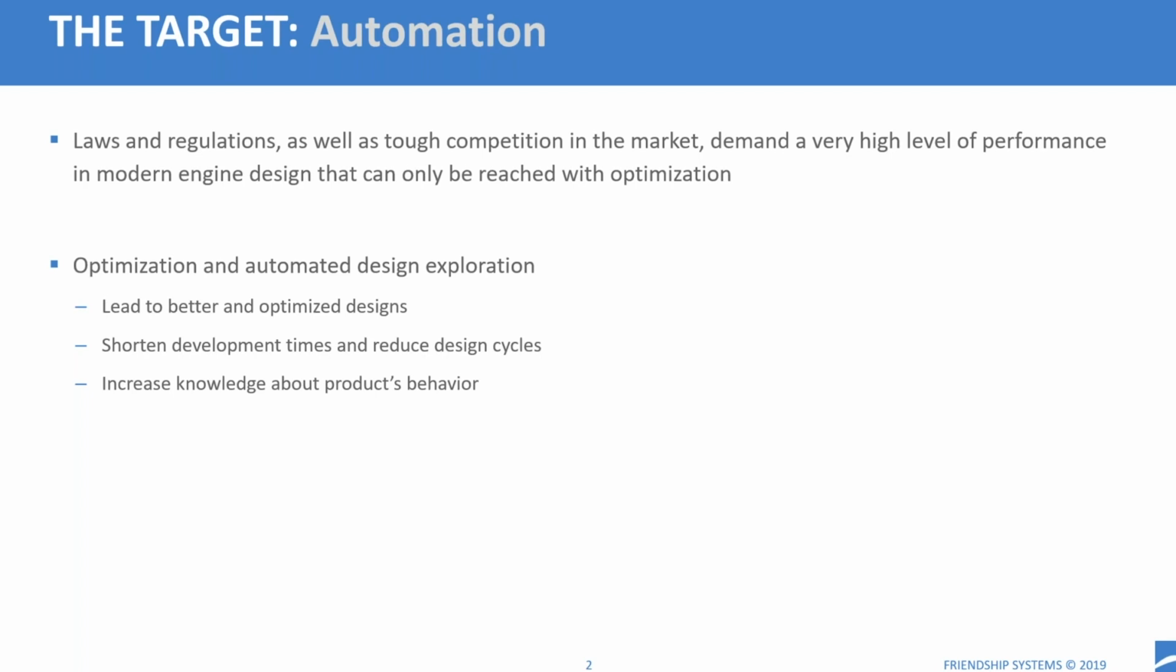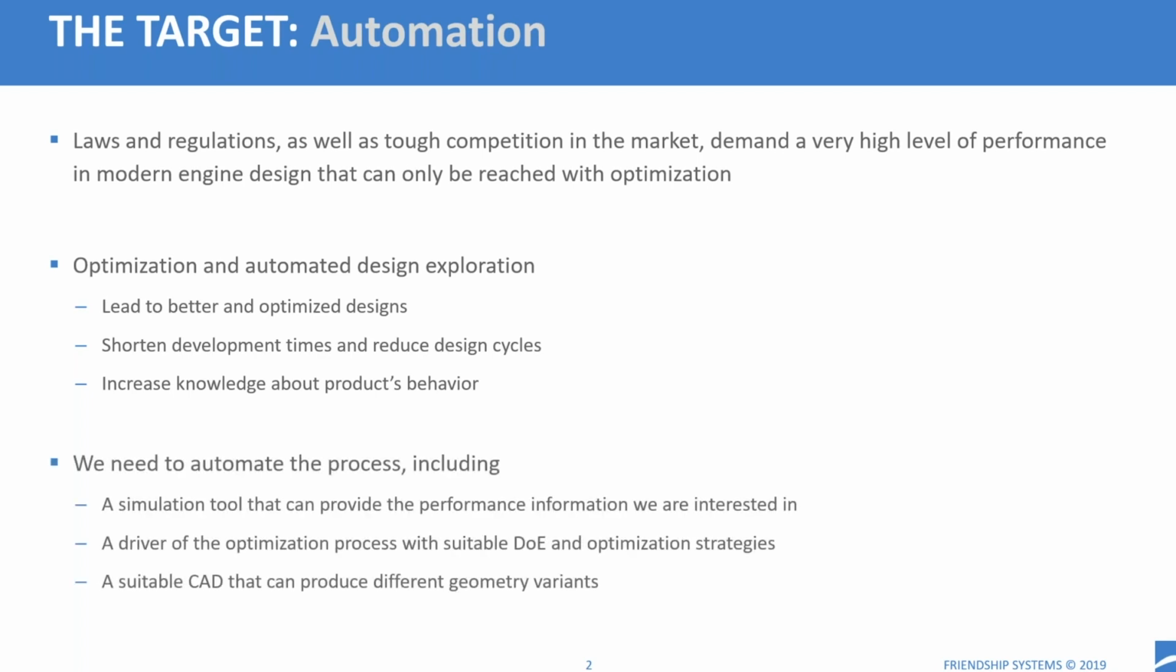If we want to run these kinds of automated processes involving CFD, we need to involve several tools. First of all, we need a simulation tool that can provide the performance information that we would like to evaluate. This is done very nicely by CONVERGE. And we need a driver of the optimization process, so a tool that supplies all the algorithms and strategies that we need to run the different design parameter studies and explorations.